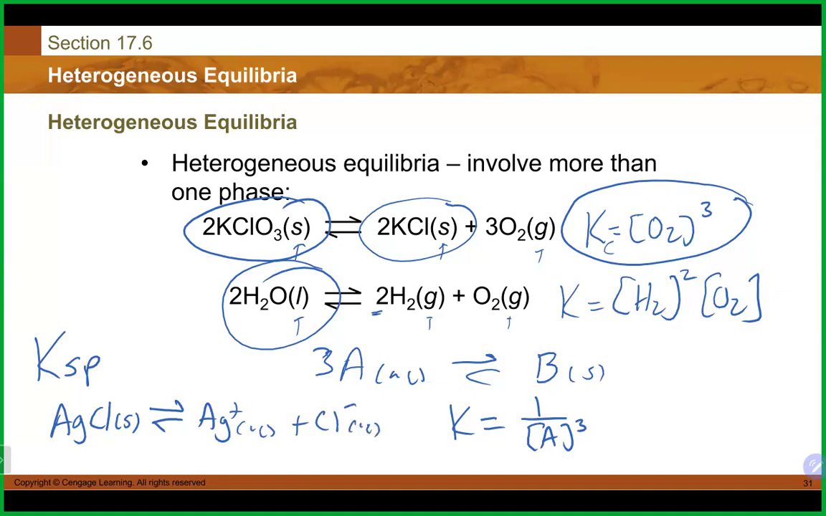But because it is mainly going to be this guy staying together, KSP values are typically very small values, like 10 to the minus 16 or 10 to the minus 36 or something like that. They're really, really small because they're made for things that are essentially insoluble and going to stay together, and they typically favor the reactant side.